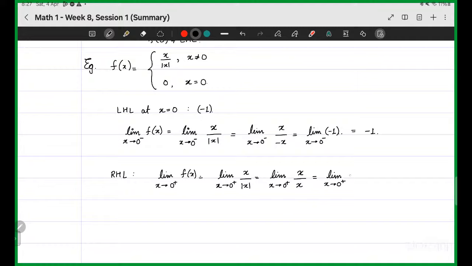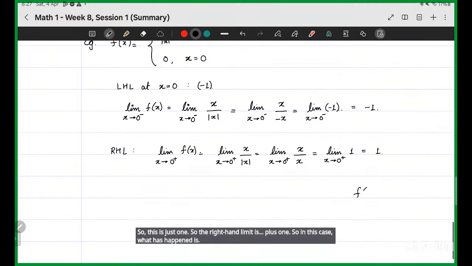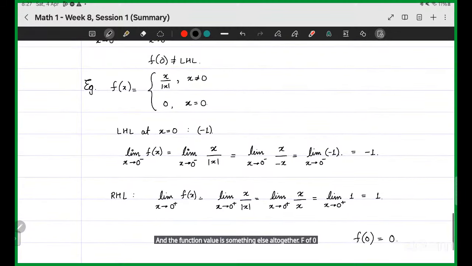So this is just 1. So the right hand limit is +1. So in this case, what has happened is left hand limit, right hand limit, both of them exist. Both of them are unequal. And the function value is something else altogether. F of 0 is 0.